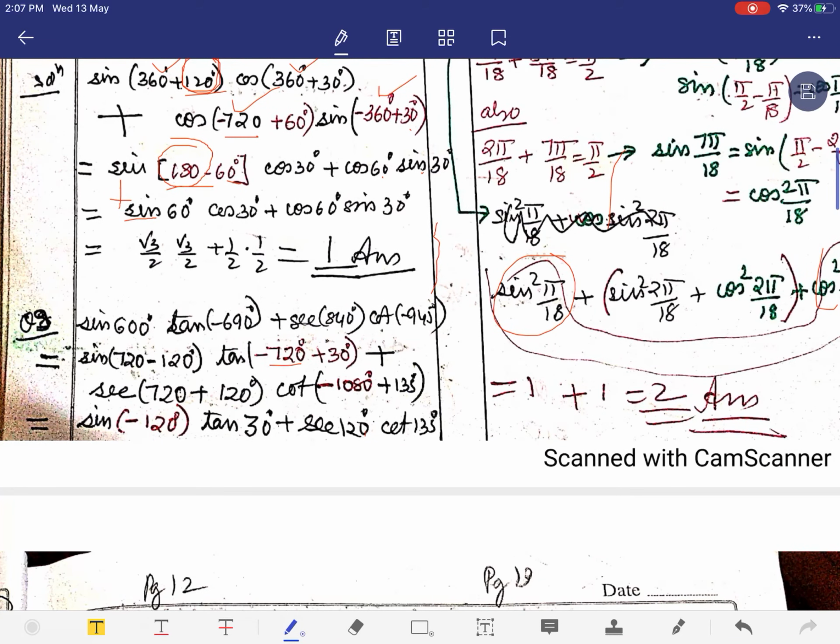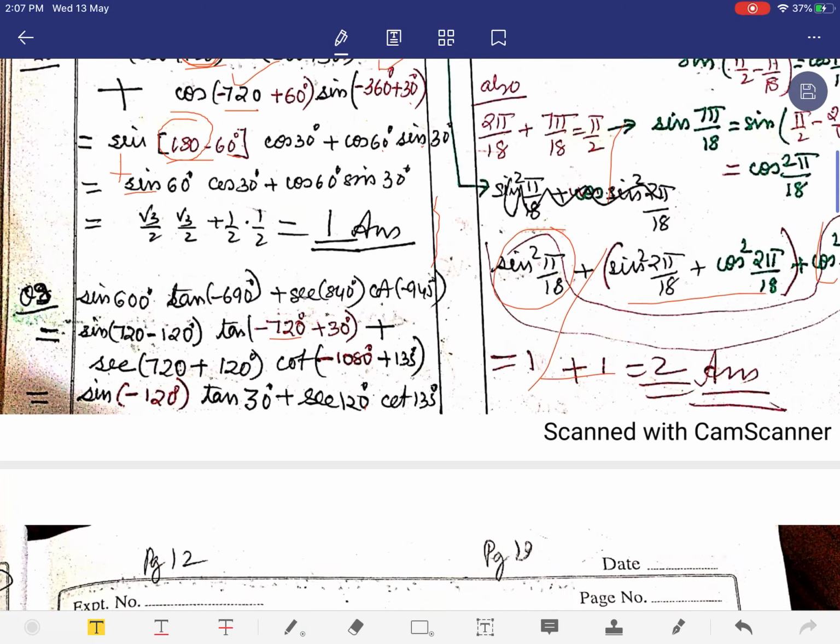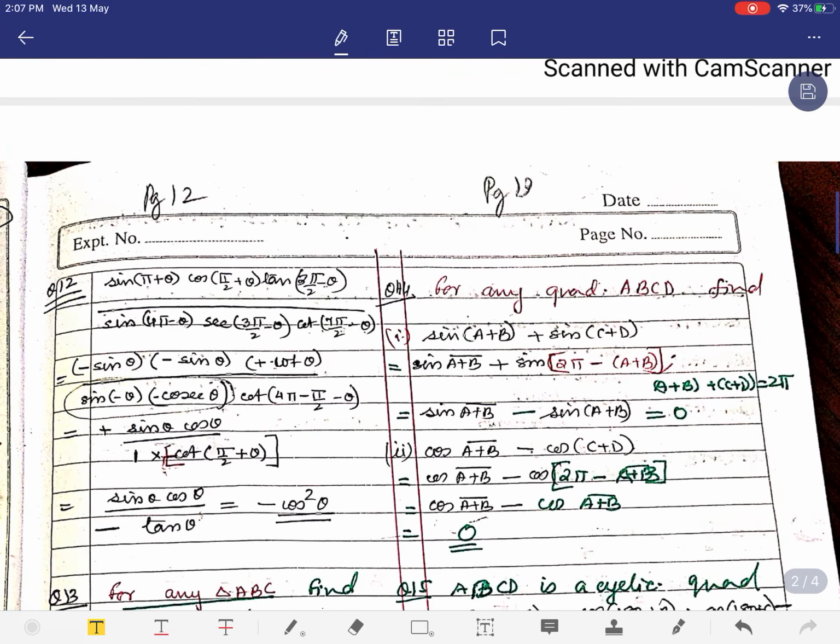Likewise, this is again another expression of the type sine square theta plus cos square theta, its value is 1. So, this adds up to 2. So, this is how we need to find the ratios. Now, another question based on it, sine of pi plus theta, it is in the third quadrant, pi does not change the ratio. So, we have it as minus sine theta.